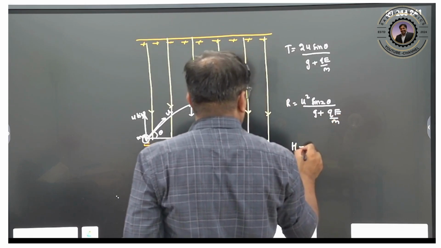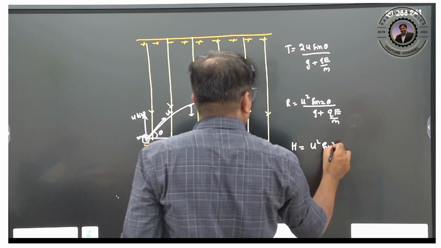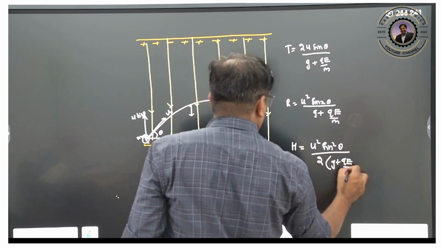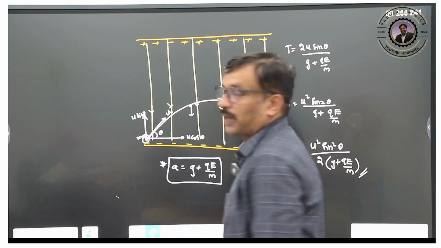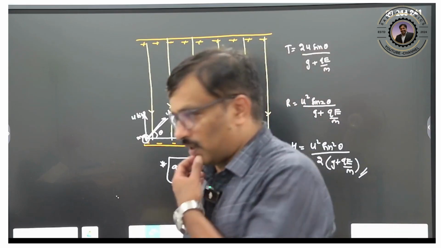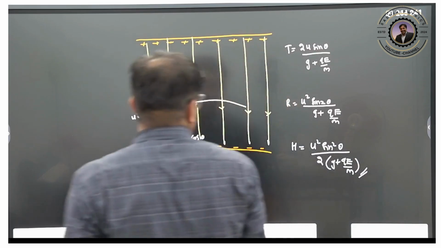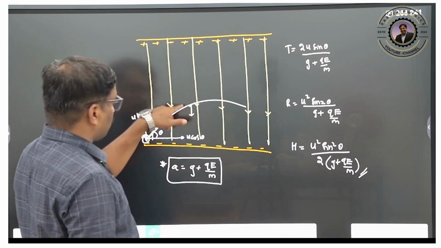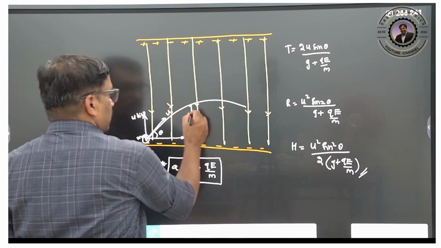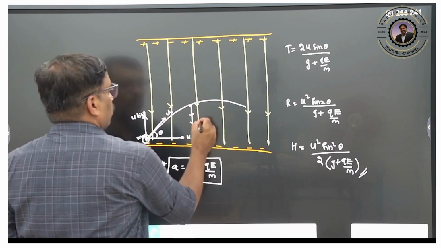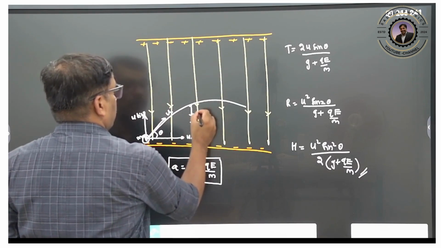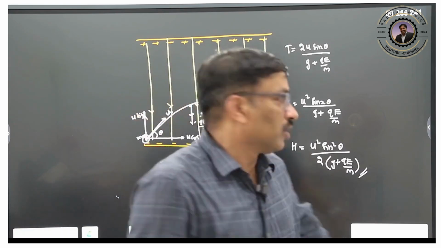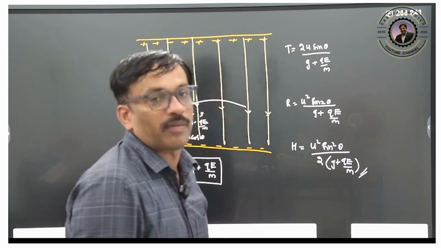So the maximum height is u square sin square theta by 2 into g plus qE by m. You can rewrite it as the maximum height and calculate it now. Understand? If it is a positive charge, then mg is in the downward direction and qE by m is also downward. Clear? In this way you can calculate all these problems.